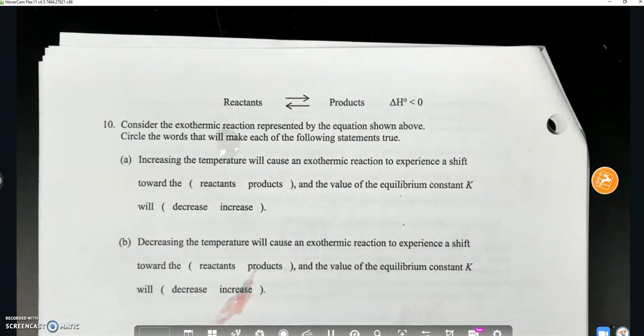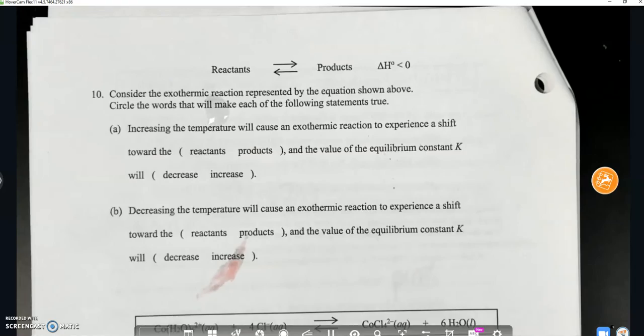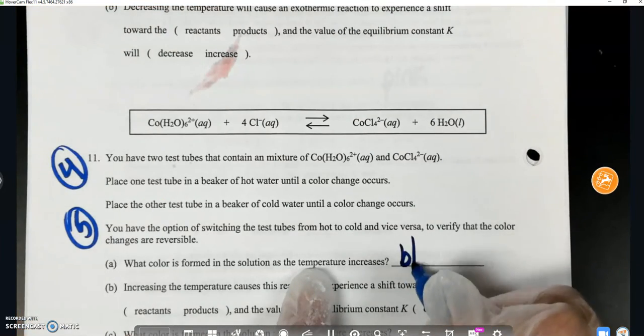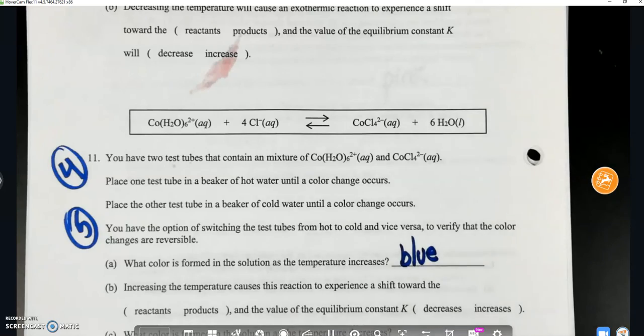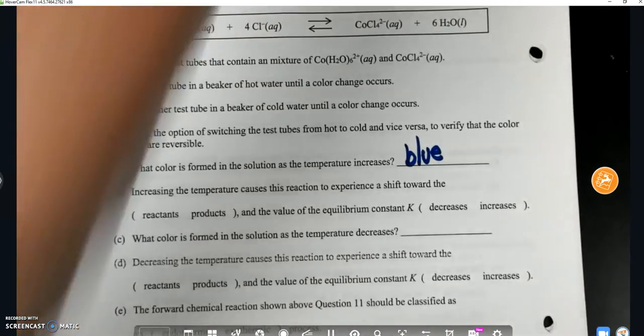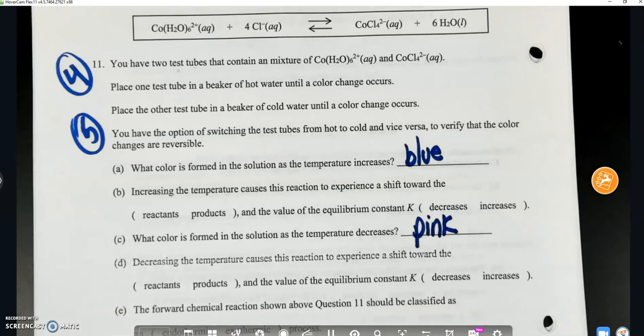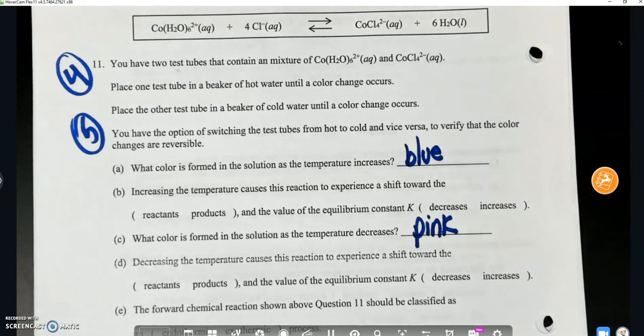So that means what color formed when the temperature increases? Blue. And what color is formed when the temperature decreases? Pink. Okay, that information that I just gave you should be enough for you to finish the packet. So I want you to go through all the way to post lab. For you guys in KVA, you will do the lab, scan, and submit. Good luck.